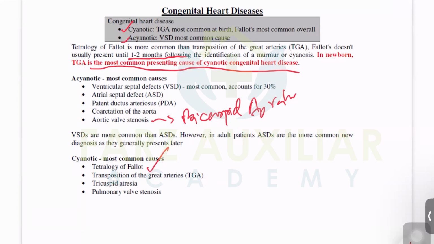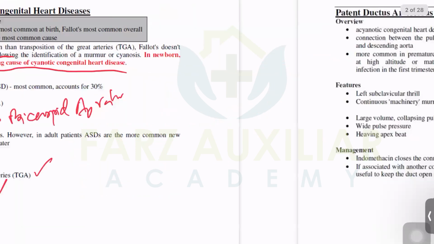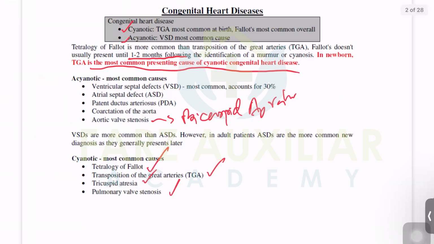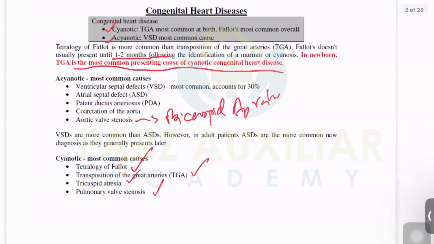For cyanotic, tetralogy of Fallot is the most common, followed by transposition of the great arteries, that is TGA, then tricuspid atresia, then pulmonary valve stenosis. So whatever increases the admixture of deoxygenated blood leads to cyanosis.